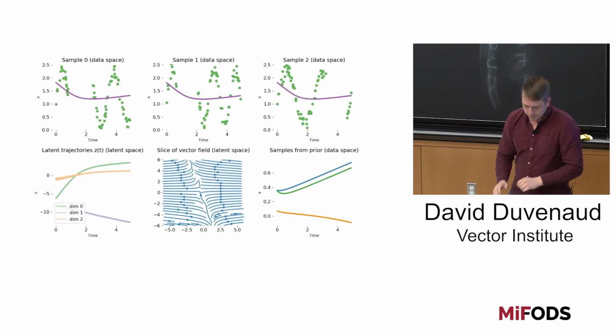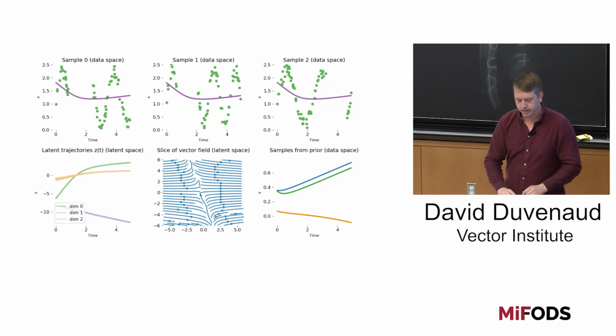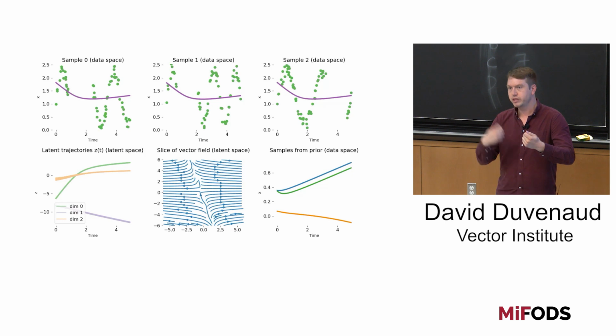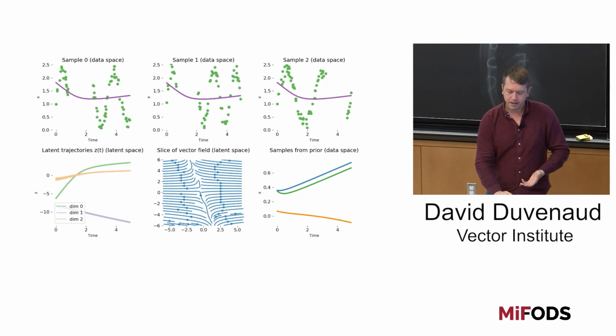Okay, so this is what training one of these models looks like on synthetic, just toy data, so that we can see what's going on. The green dots are some data points. And these purple lines represent posterior samples from, we condition on the data, sample Z0, run the ODE forward in time. And after training, it fits the data pretty well.